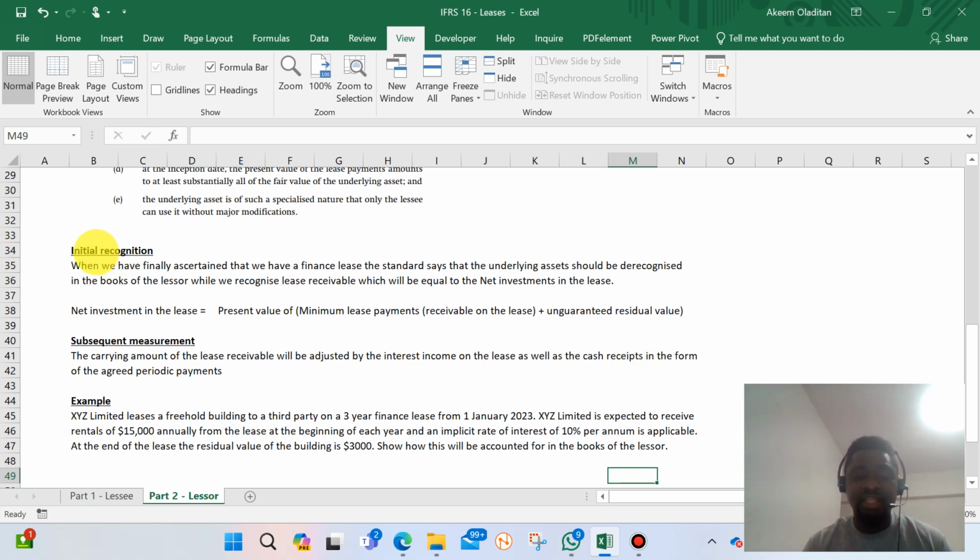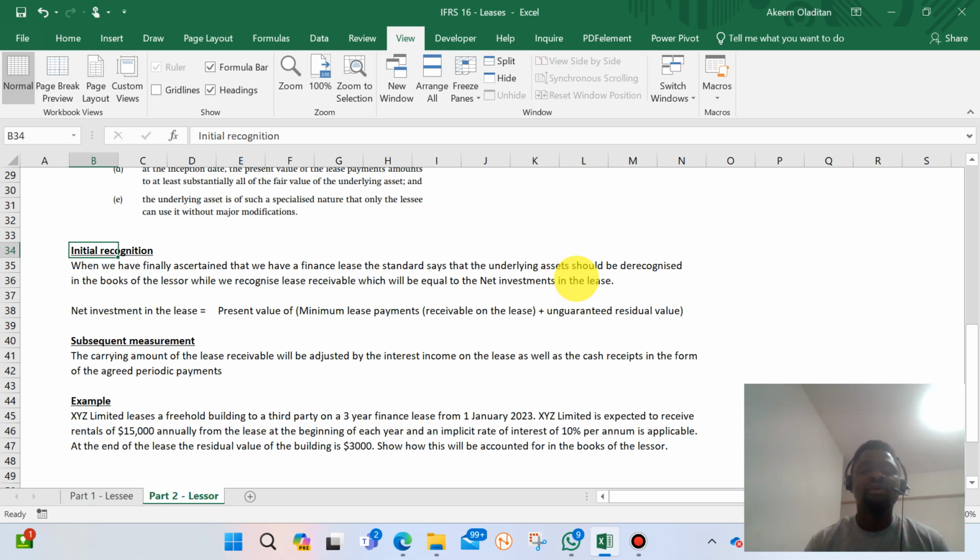So let's talk about initial recognition and subsequent measurement of a finance lease. I mean a finance lease now, because we are not talking about operating lease at the moment. The standard says that when we have finally ascertained that the lease in question is a finance lease, the underlying asset present in the books at that point in time that we intend to lease out should be derecognized. Like you have a property, plant and equipment, and you've been depreciating that asset over a period of time, and you decide to lease it to the lessee for a consideration, and you ascertain that it's a finance lease.